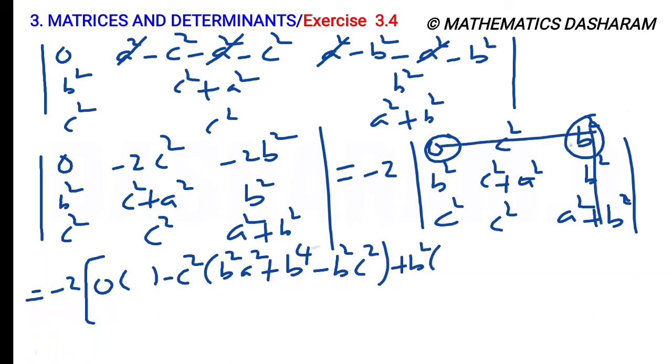Next, the third element is plus b square. Here cancel the row and column. B square into c square minus c square into c square plus a square. So b square into c square minus c square into c square, c to the power of 4 minus c square a square.